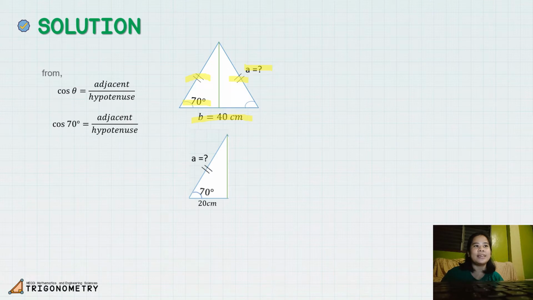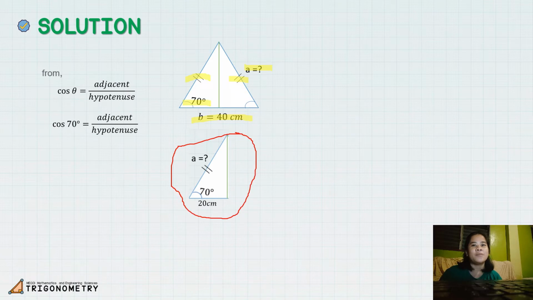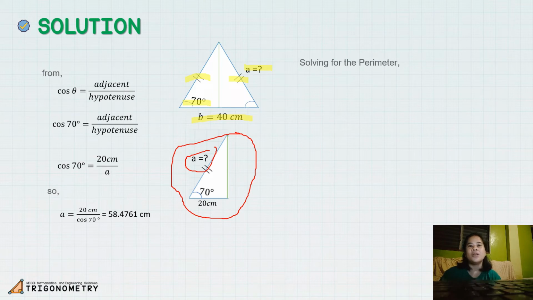Then we can take this triangle here, and here is the representation. We can say that cosine 70 degrees is equal to 20 centimeters over A, which is the A side. With this, we can solve for the side A, which is equal to 20 centimeters over cosine 70 degrees, equal to 58.4761 centimeters. With this, we can now solve for the perimeter.